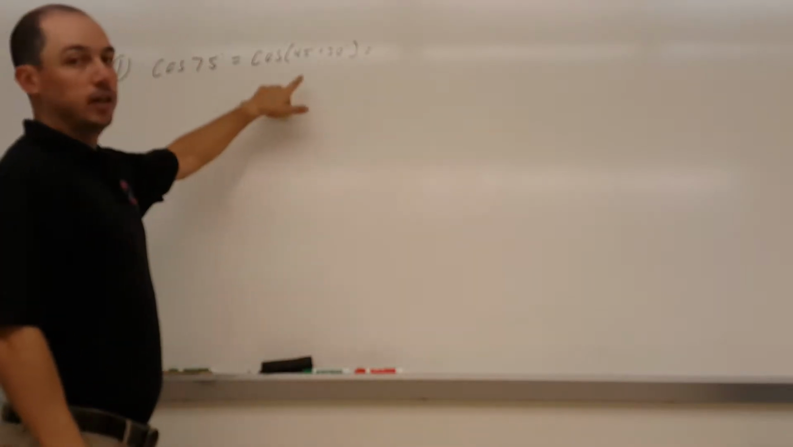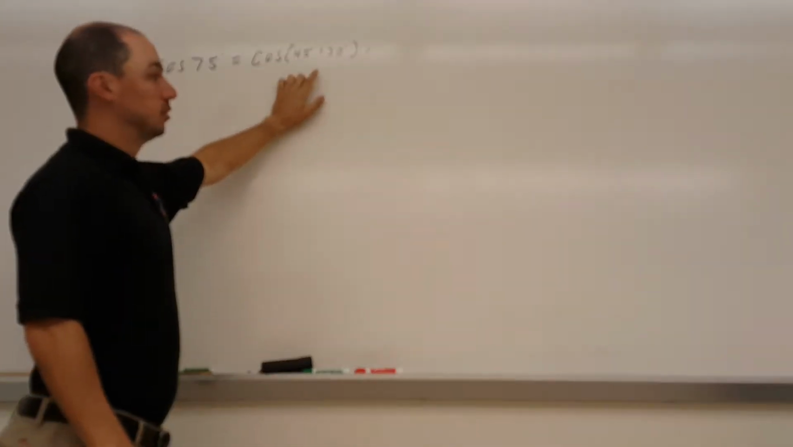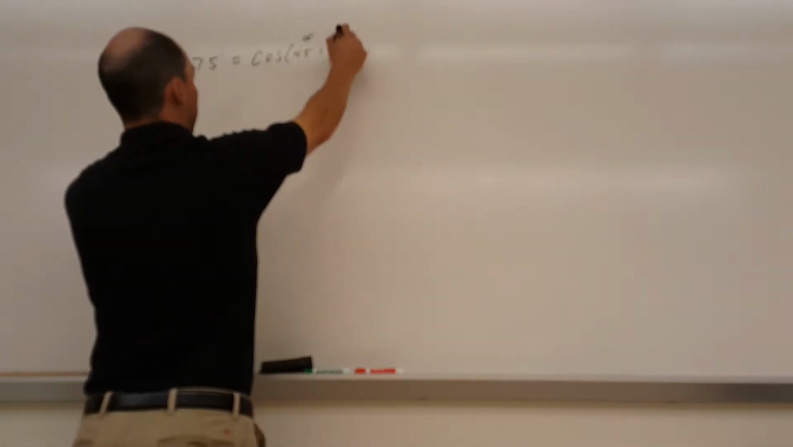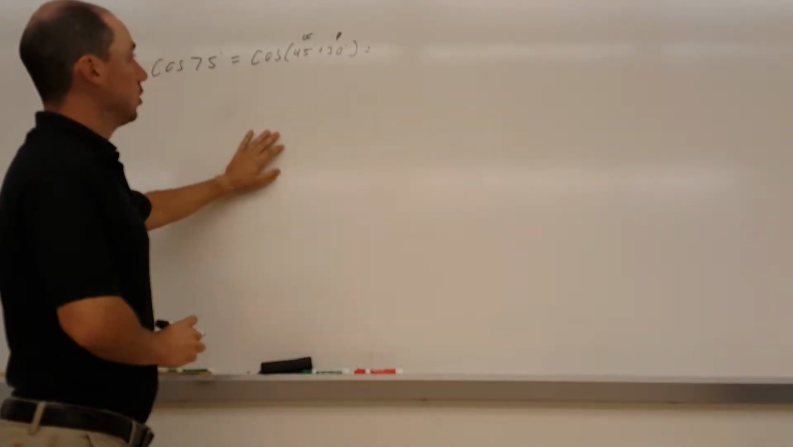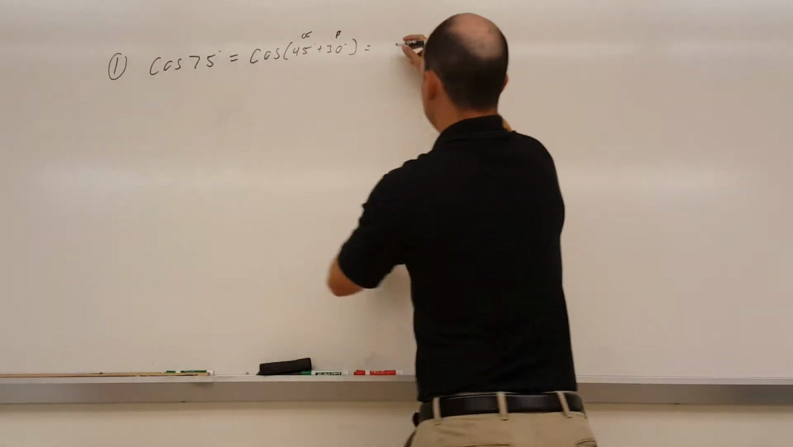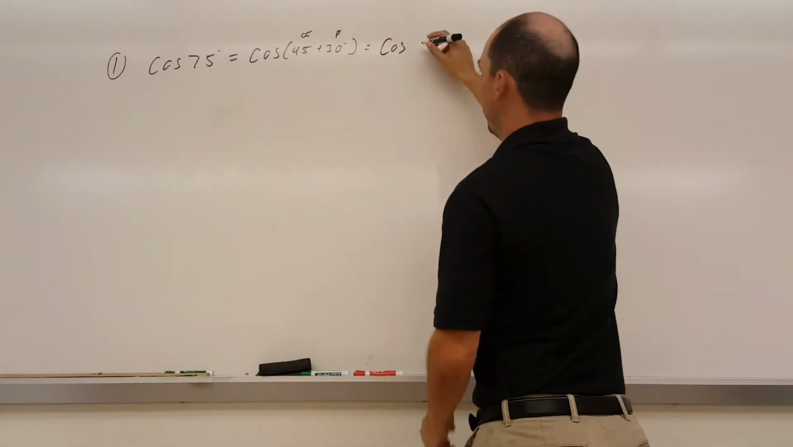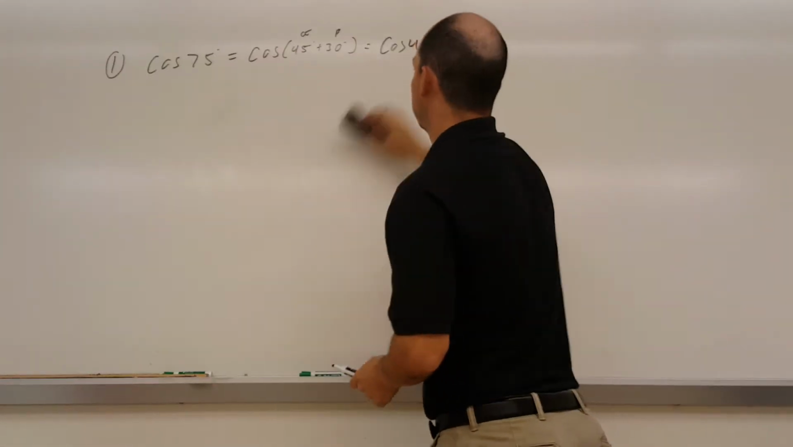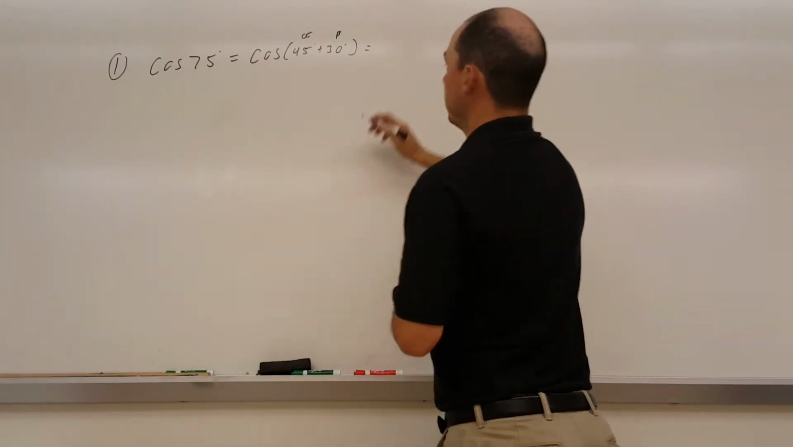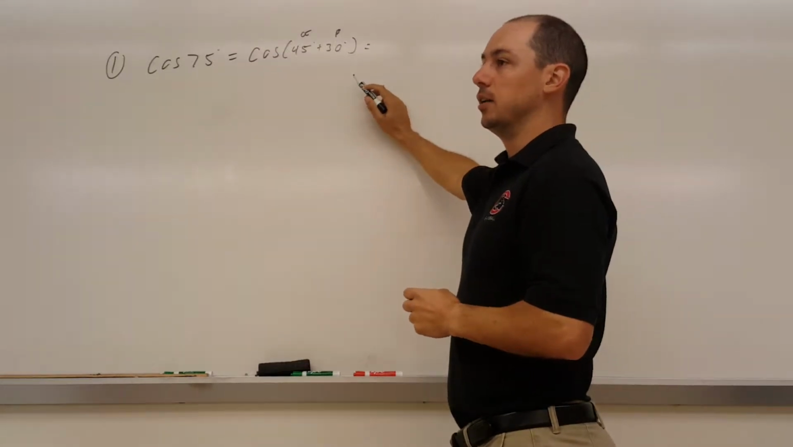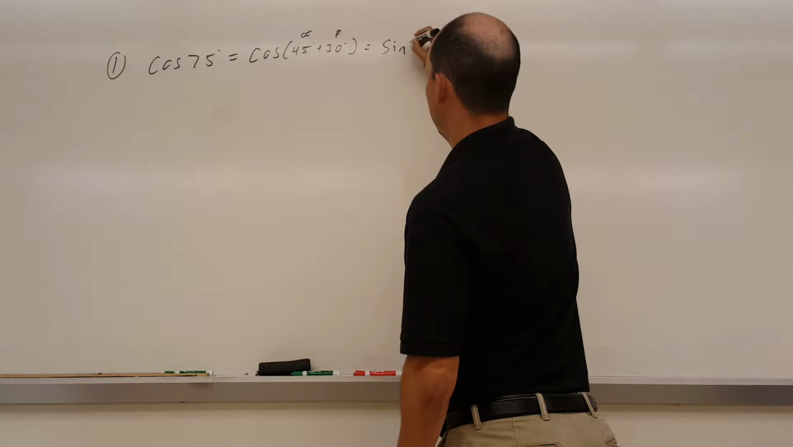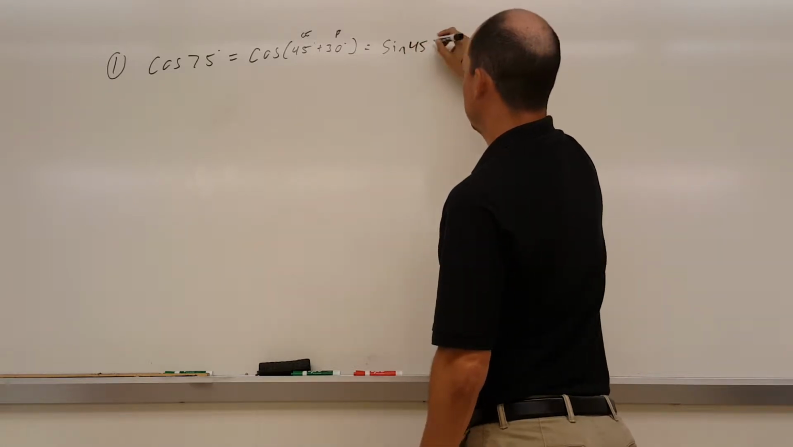So it would be a sum identity for cosine. 45 plus 30 makes 75, so 45 would be alpha, and 30 would be beta. So we'll write our next step. Actually, sorry, let's start with the sines. In the cosine sum identity, the sines are together and the cosines are together. So it'll be sine of alpha, which is 45, times the sine of beta, which is 30.